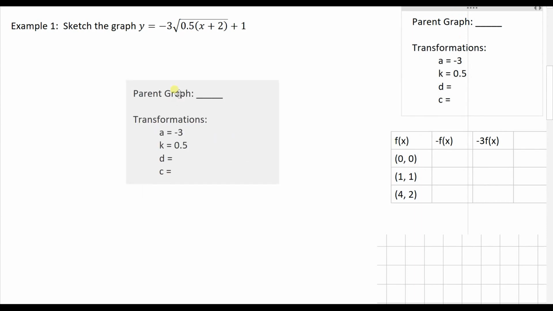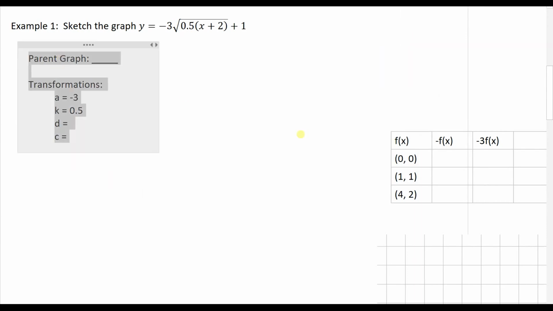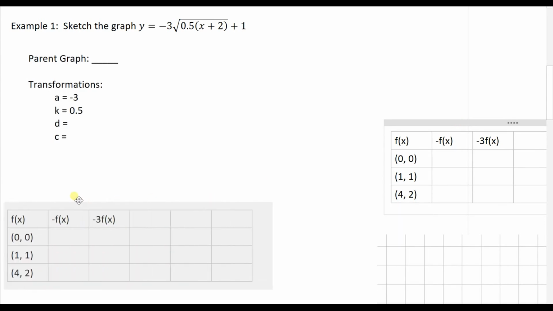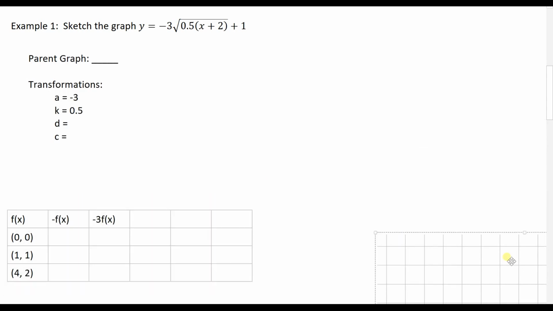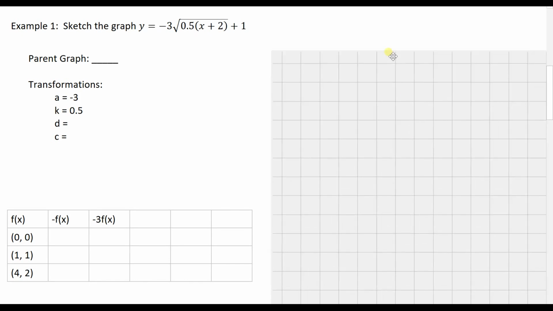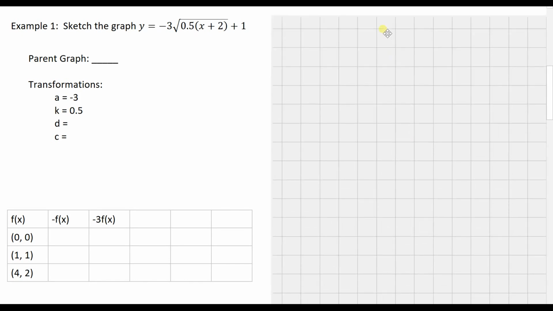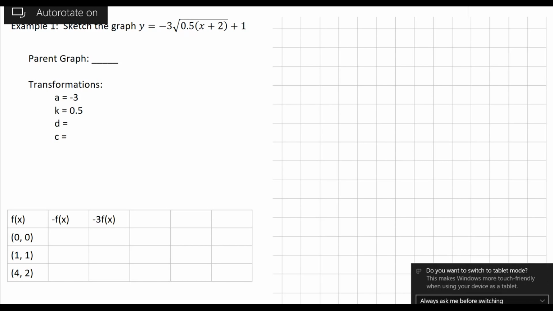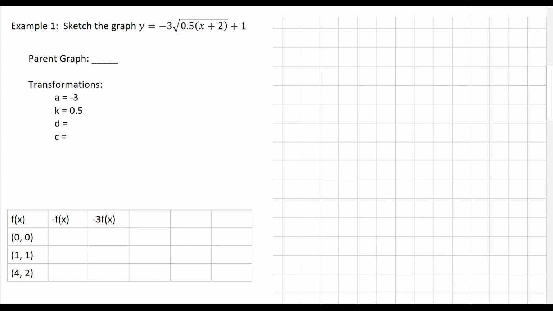Okay, so a couple of questions to figure out first is the parent graph. We'll state the transformations. We can use a little table of values to figure out the points one by one to avoid making mistakes, which is always good. And then we'll graph it. So, what's the parent graph? What's the parent graph of this function?